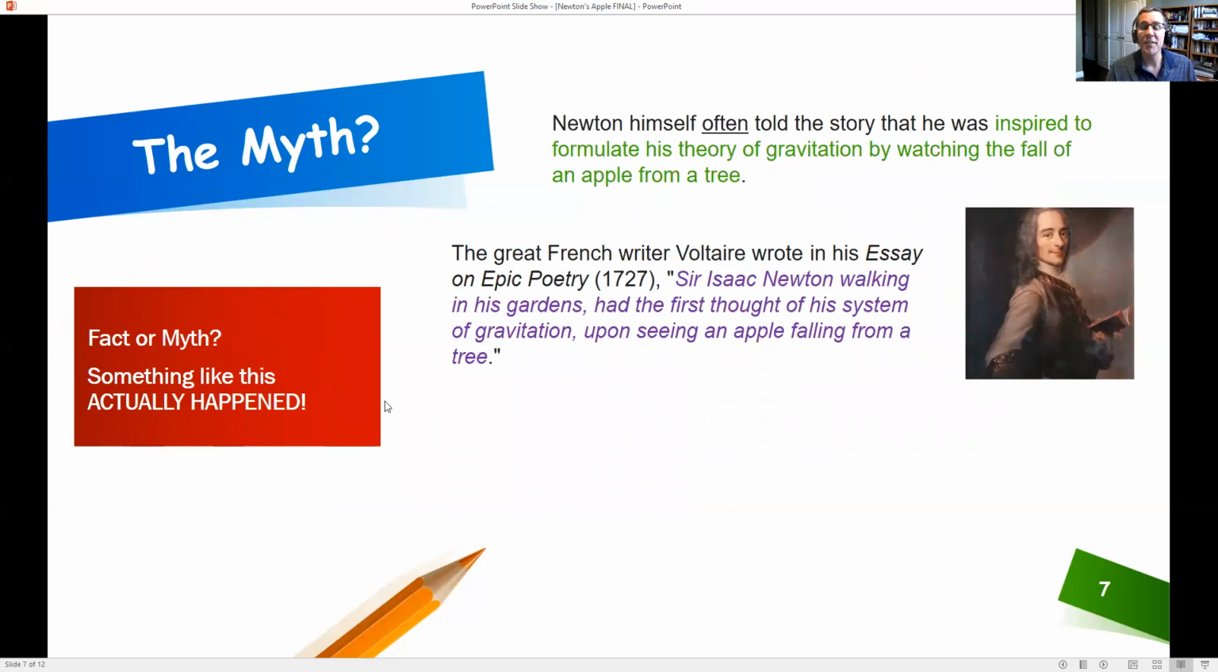Well, the fact is something like this actually happened. So not so much a myth. Newton himself often told the story that he was inspired to formulate his theory of gravitation by watching the fall of an apple from a tree. This is coming from him himself.